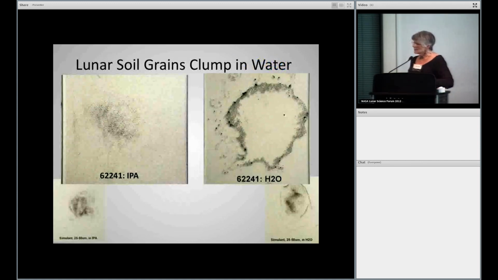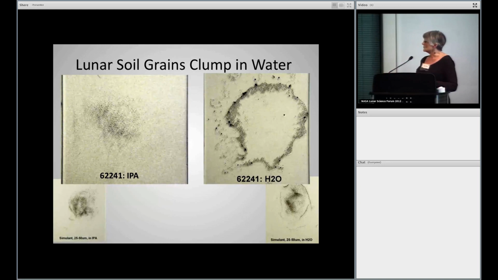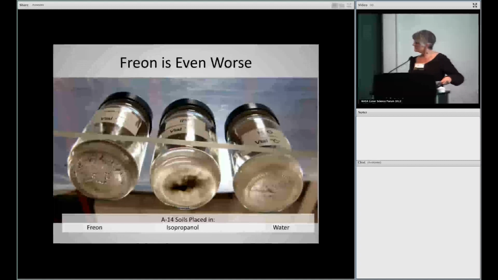But here's what I did find out. Lunar soil grains will clump in water. This is Apollo 16 soil 62241. I just put that on a glass slide, and put a drop of water on it, and you see that all the particles have accumulated around the edge. They're very hydrophobic. I used the same soil and a drop of isopropanol, and I did not see that. I saw very excellent dispersion. Freon is even worse.